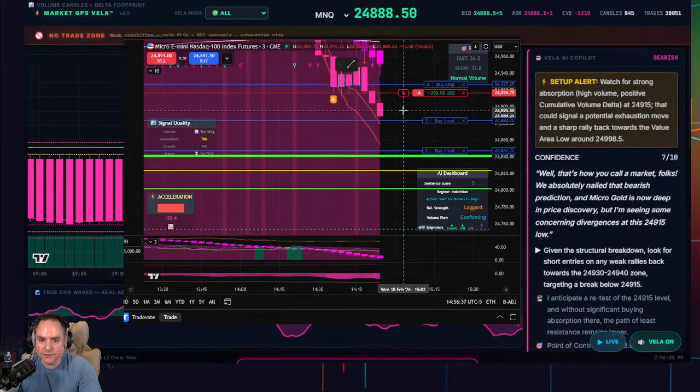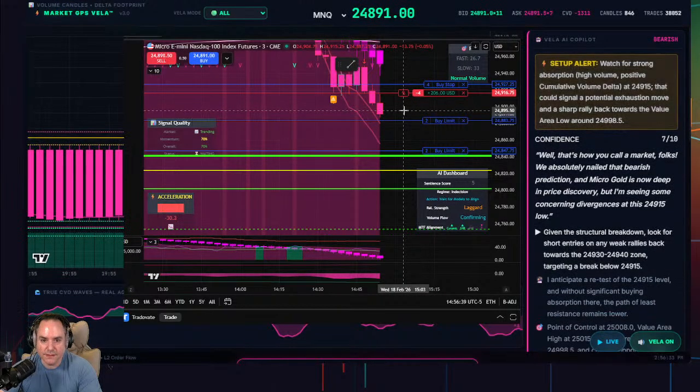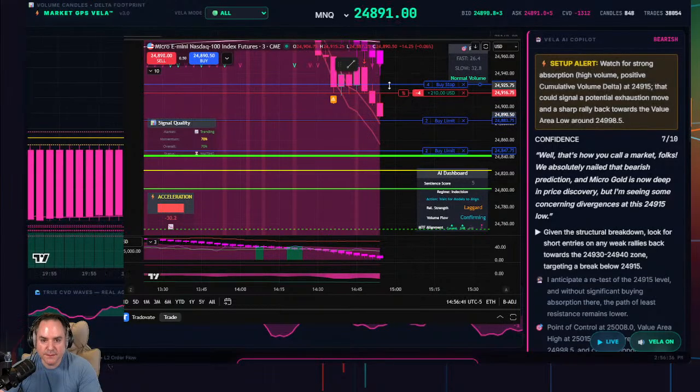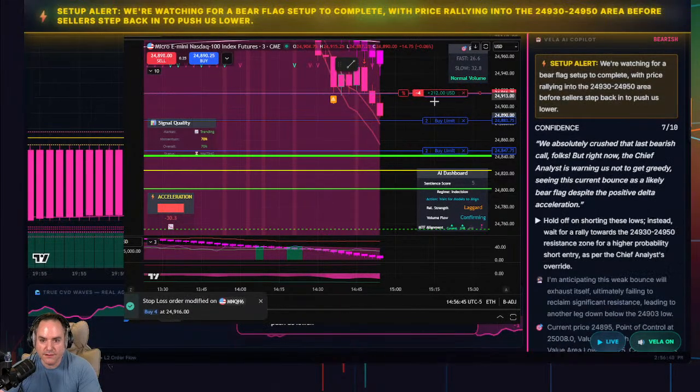Nice drop here. Nice drop. Let's see if we can hit my limit here. I'm going to move my stop loss to my entry. So I've locked in this trade. Impossible to lose here.